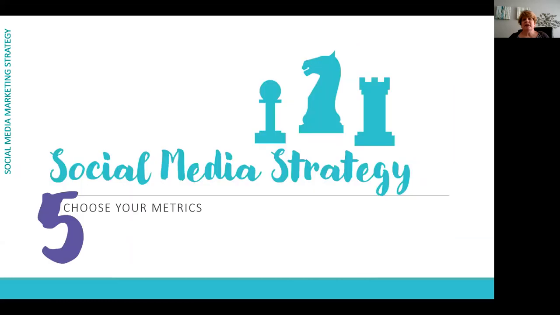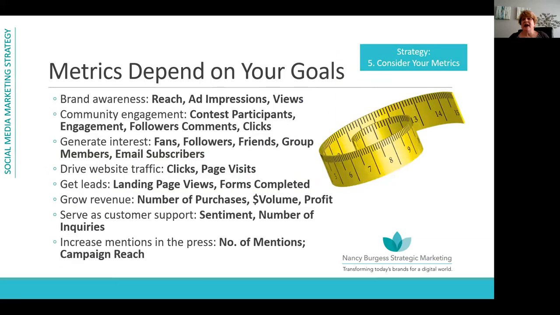So number 5 is you choose your metrics. You're going to measure this, because how do you know if you're being successful if you don't measure what you're doing? Some of the different metrics measure different types of business goals. For example, if you're trying to increase your brand awareness, reach, ad impressions and views matter.